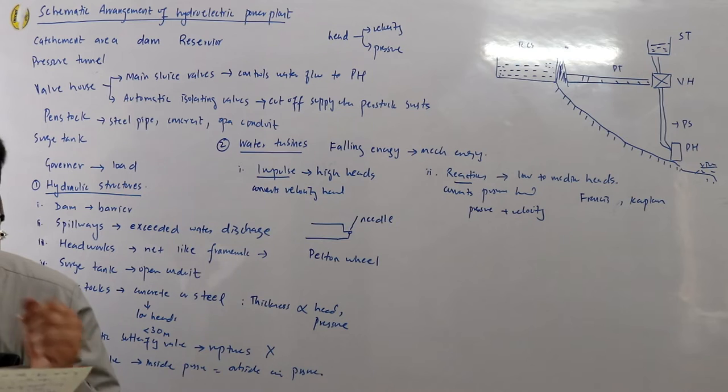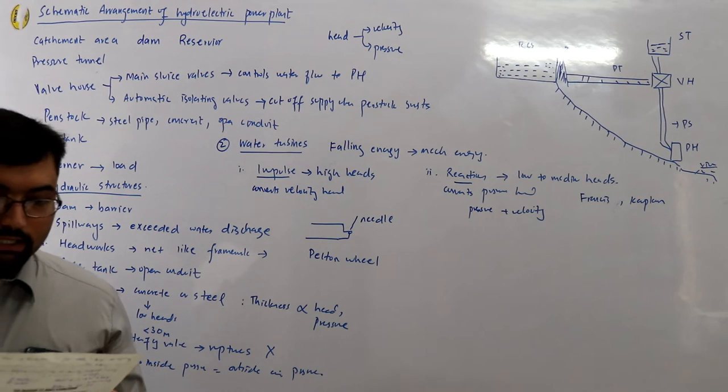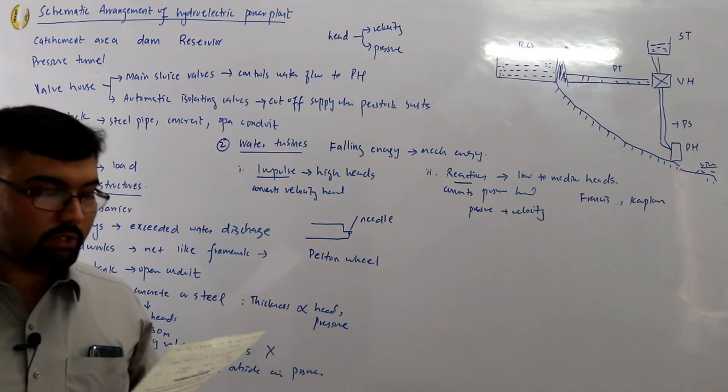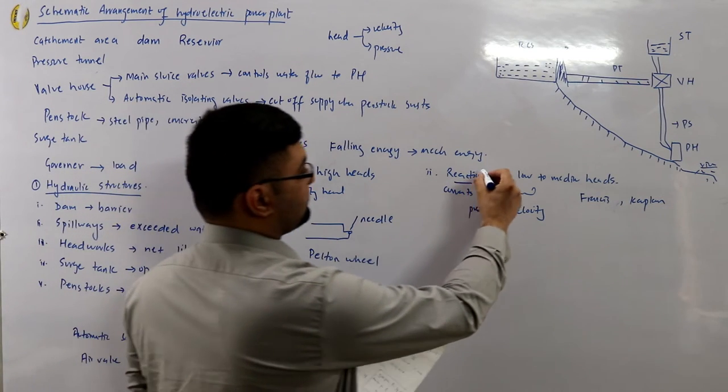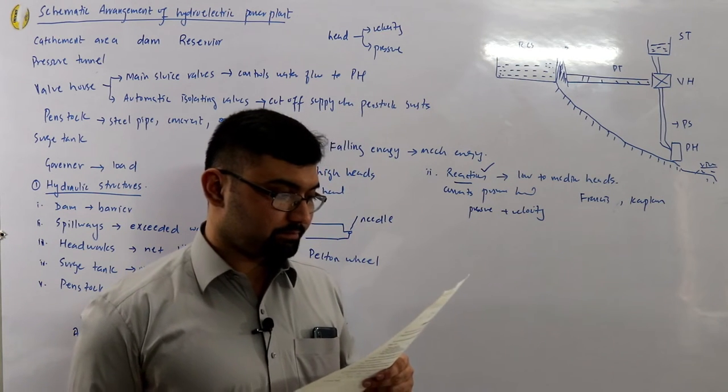Okay, it converts pressure head. We talk of inlet and outlet pressure, and it converts velocity head. So basically, reaction turbines are mostly used, and out of that, the Francis turbine.